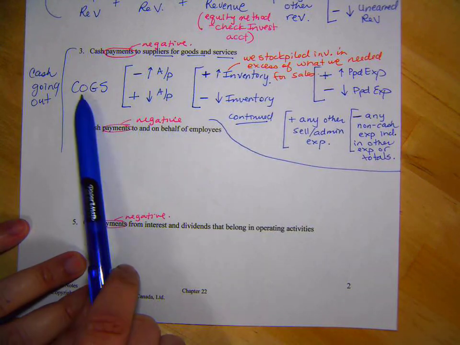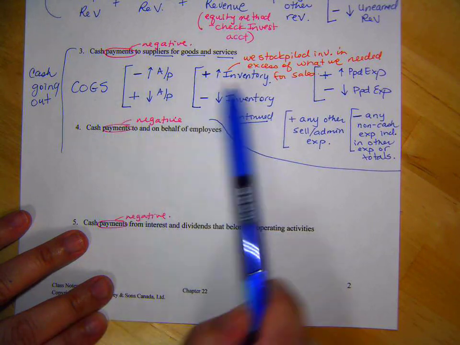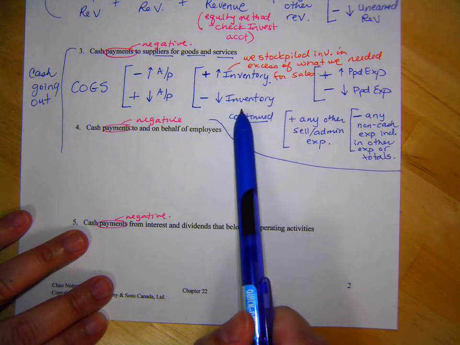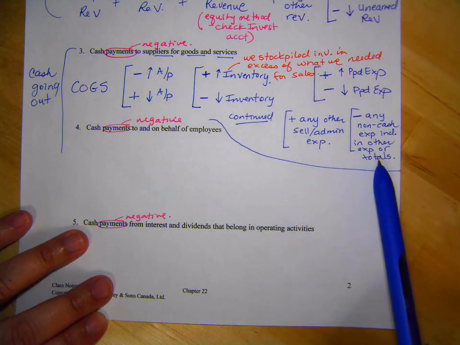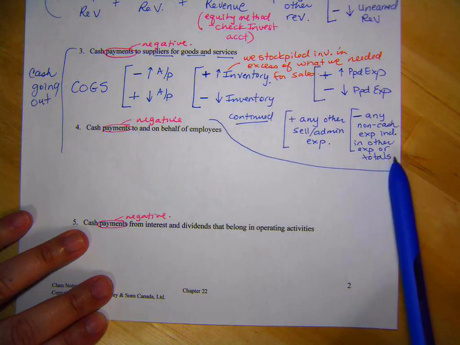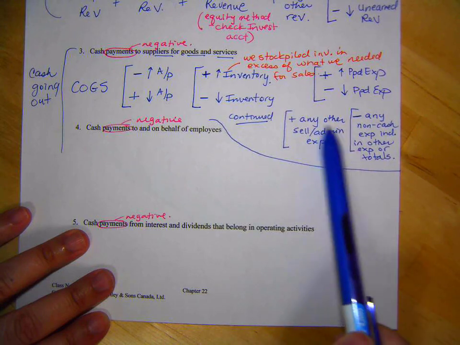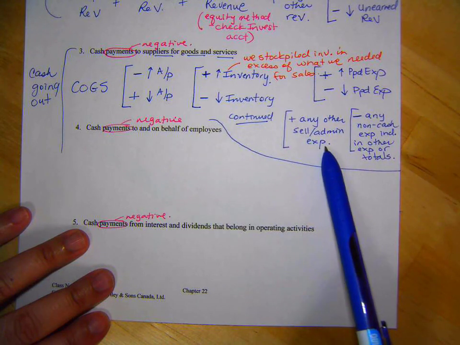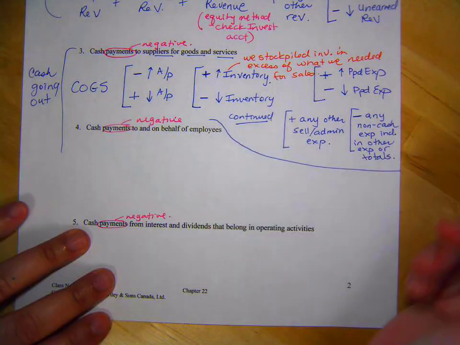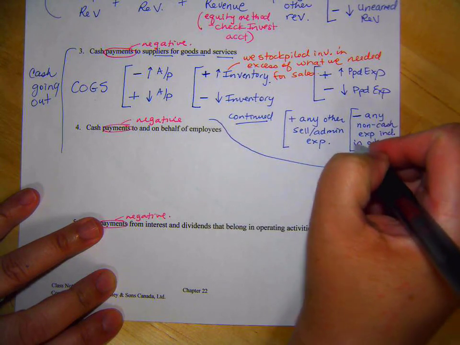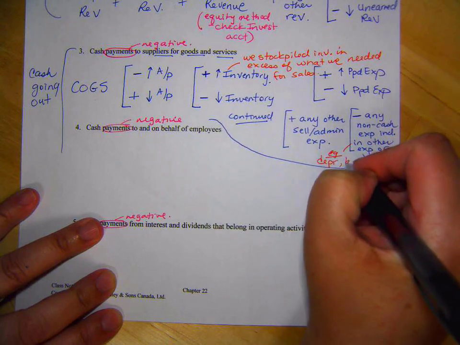So this one, start with cost of goods sold. Accounts payable affected. If it goes up, you subtract it, and vice versa. Inventory affects it. Prepaid expenses. Any other selling or admin expenses. And any non-cash expense that's included in other expenses or totals. So let's say we had total selling expenses. Part of that was depreciation. Well, is depreciation cash? No. So, for example, for this one, depreciation or bad debts.